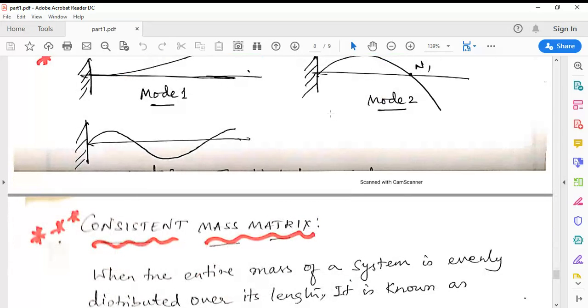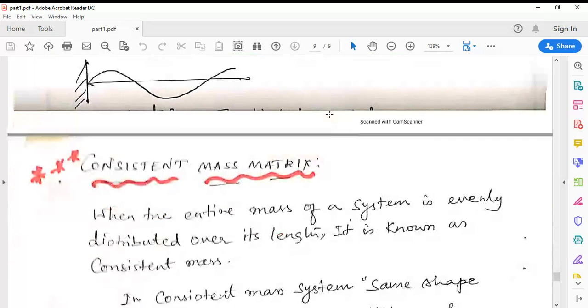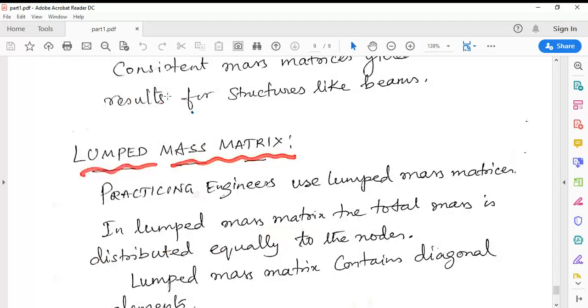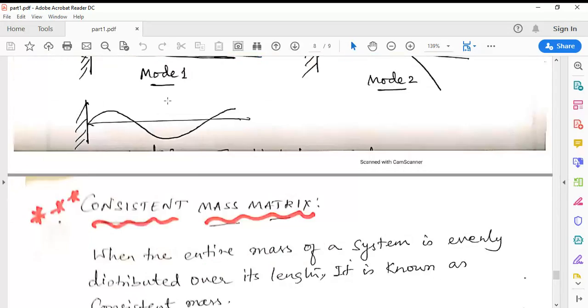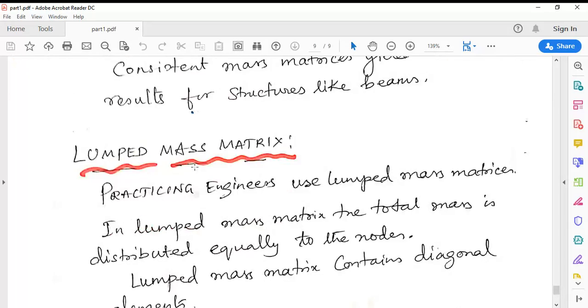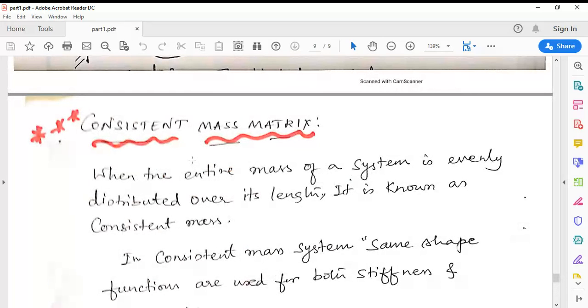Apart from that, we have two matrices one should be aware of. As I said in the previous session, the mass matrix plays a significant role in vibration problems. There are two kinds of mass matrix widely adopted: consistent mass matrix and lumped mass matrix. In the case of consistent mass matrix, when the entire mass of a system is evenly distributed over its length, it is known as consistent mass.